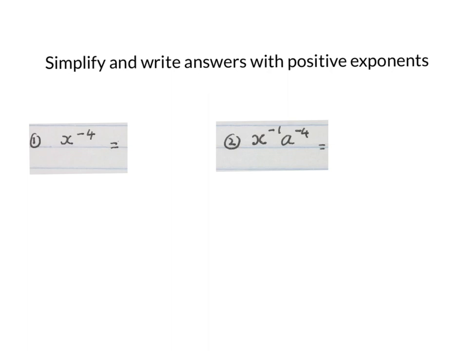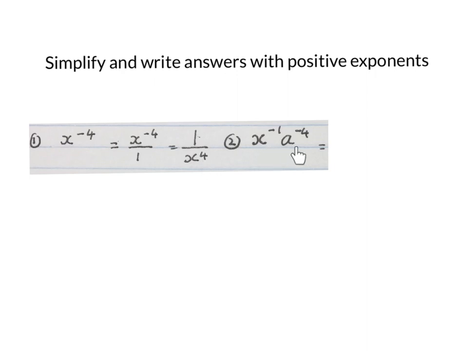Now we're going to run through quite a few examples so that you can get a feeling for how to work these out. The heading usually will say simplify and write your answers with positive exponents. First one is x to the power of minus 4. First we write it as a fraction over 1, then bring it down with a placeholder of 1 at the top and make the exponent positive.